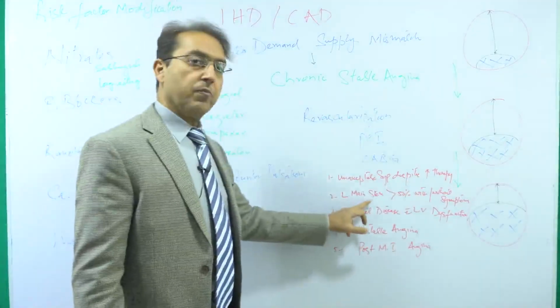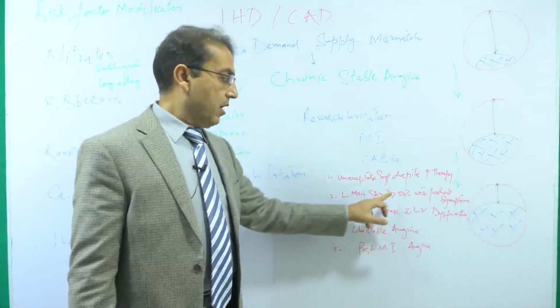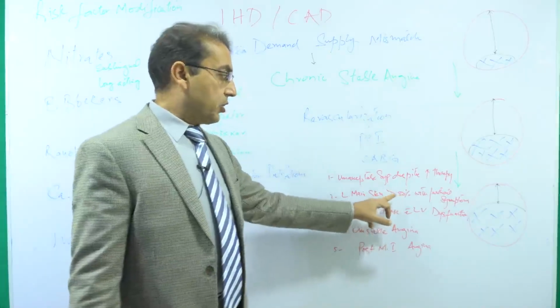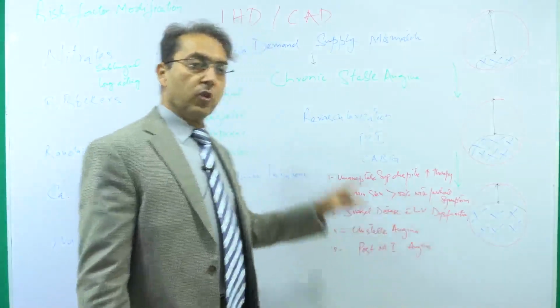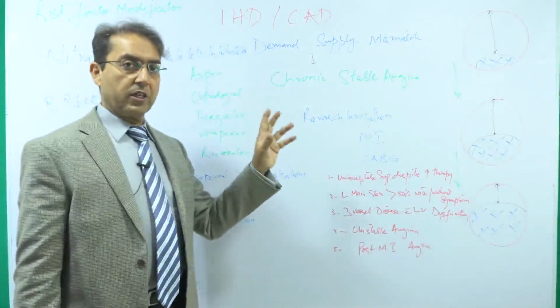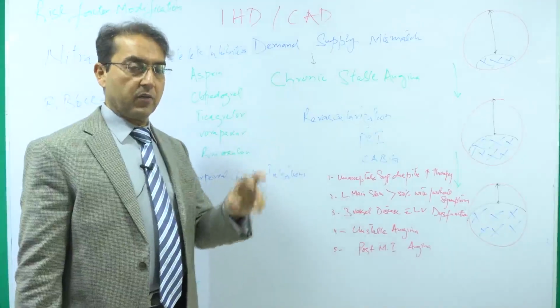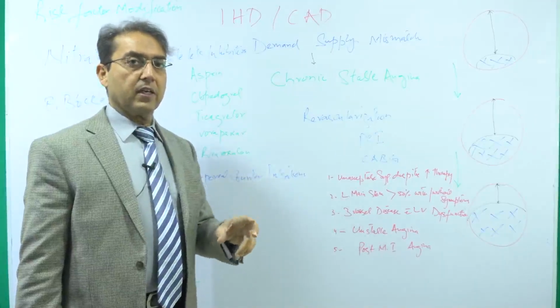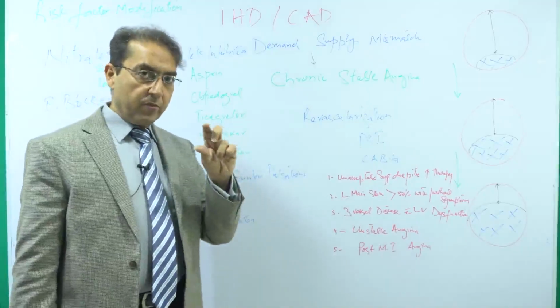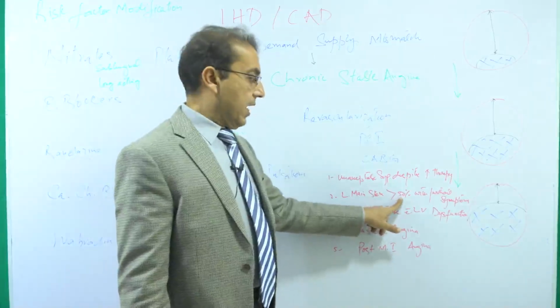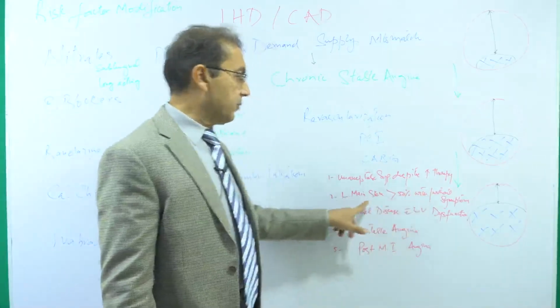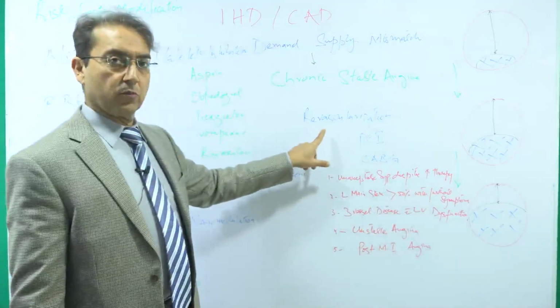Patients who have left main stem disease with an obstruction of 50% or more, with or without symptoms. If you remember the coronary circulation, you have the left coronary artery and the right coronary artery. The left coronary artery divides into the anterior descending and circumflex arteries. If the left main stem has an obstruction of 50% or more, with or without symptoms, these patients should go for a revascularization procedure.